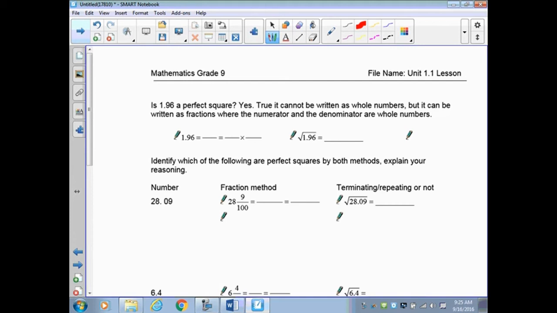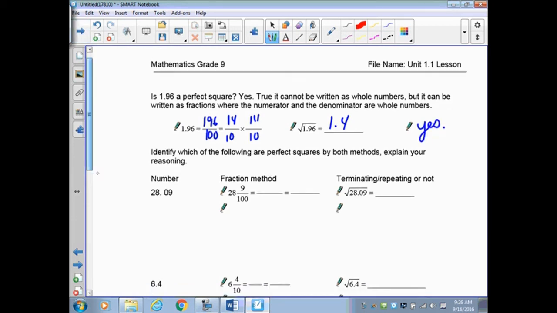Okay, so 1.96, I'm just going to convert this right into 196 over 100. Convert it into a mixed fraction, which would be 1 and 96 over 100, and then turn that mixed fraction into an improper fraction. Now, this 196 is 14 by 14 and 100 is 10 by 10. Since 14 and 10 are both whole numbers, being the square roots of 196 and 100, we know that 1.96 is a perfect square. If you do it the decimal method, the square root of 1.96 is 1.4. So yes, this is a perfect square also because 1.4 terminates.